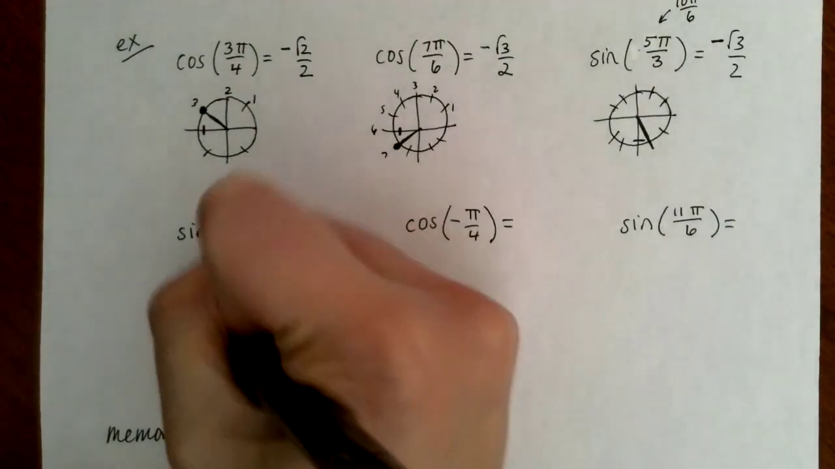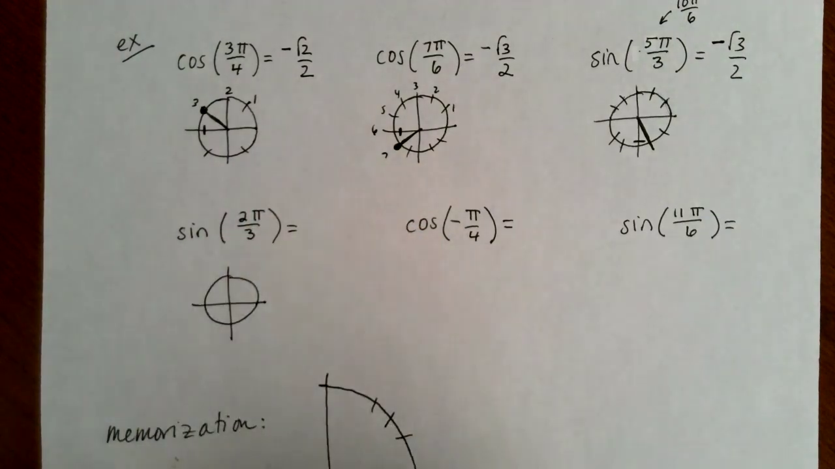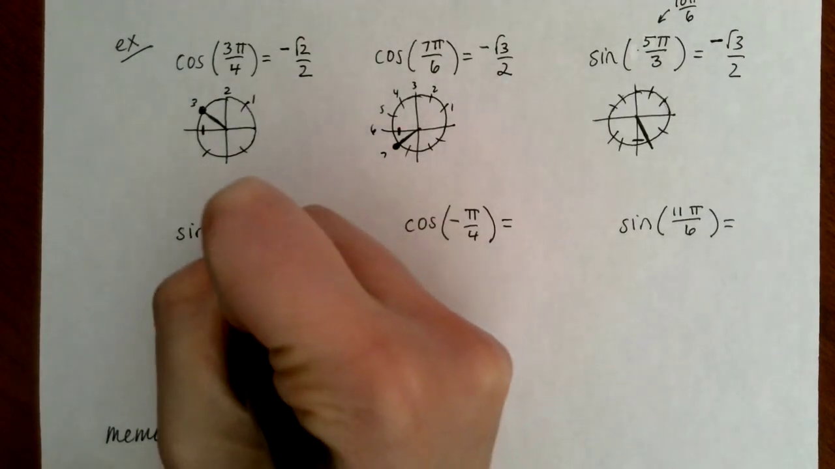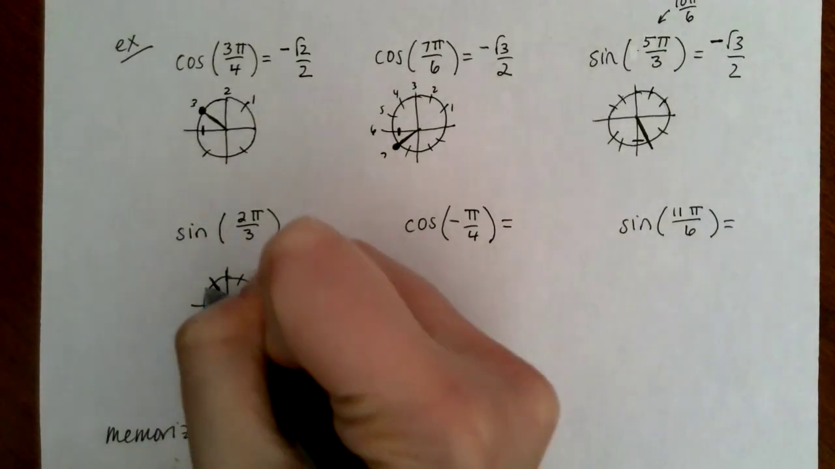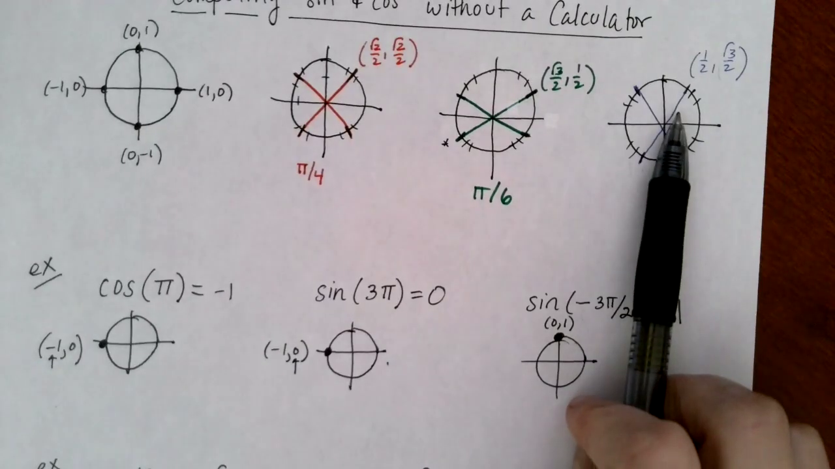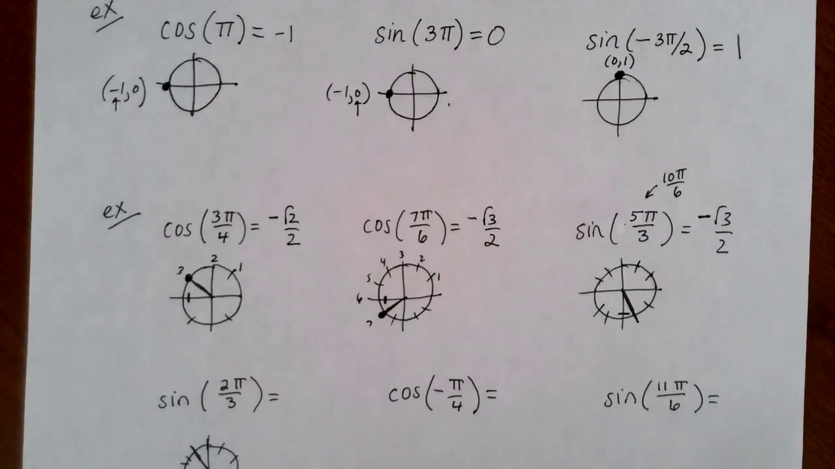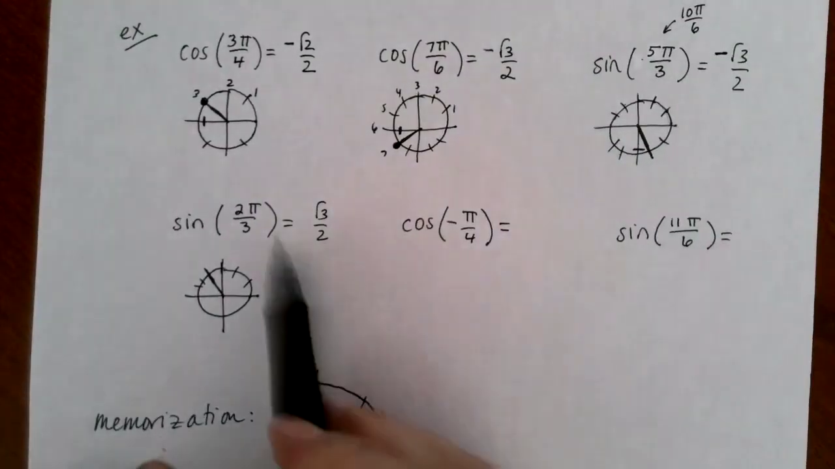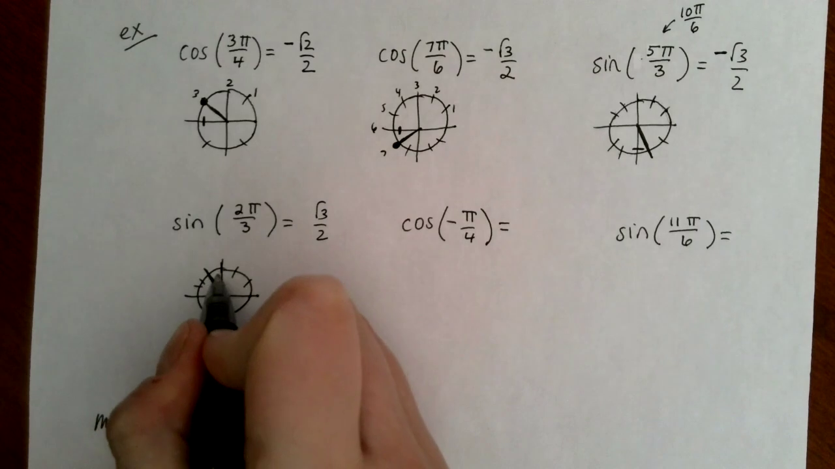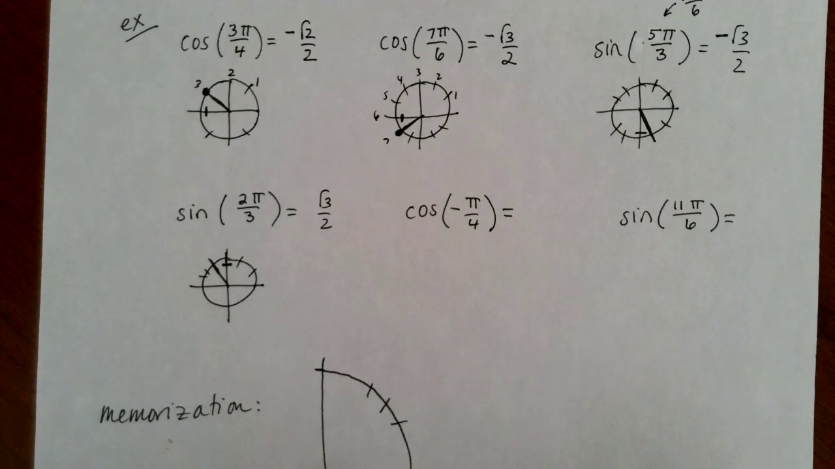Sine of 2 pi over 3, I'm going to locate 2 pi over 3. That's 4 pi over 6. So 1, 2, 3, 4 pi over 6. This is far away from the x-axis. So this is its reference angle. I want the sine value, so I'm going to grab root 3 over 2. And then decide positive or negative. The sine or y value of this angle would be positive, so I'm going to leave it positive root 3 over 2.